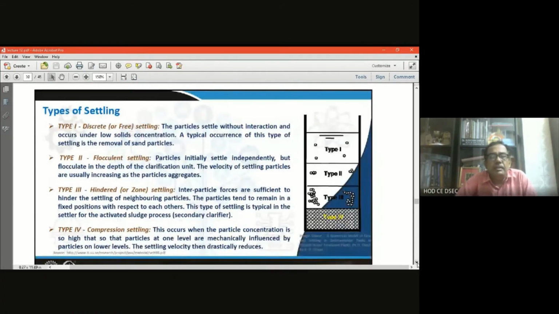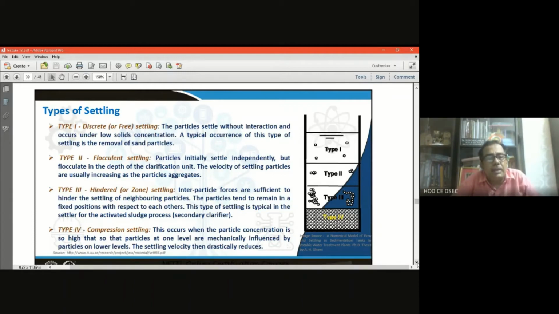The particles settle without interaction and this occurs under low solids concentration. A typical occurrence of this type of settling is the removal of sand particles. Suppose the water contains sand, the inorganic particles, that settles. So this is called free settling, because it is without interaction and occurs under low solids concentration. So it is free settling. That means we are not adding any agents from external.